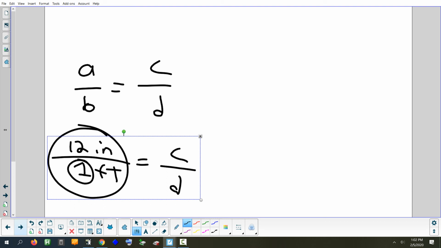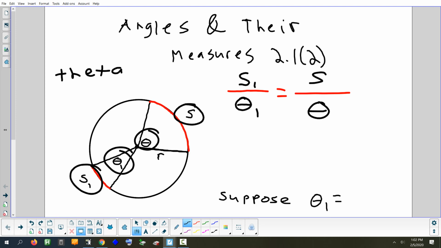And it doesn't matter what number you pick. 12, 24, 36, I could pick any of them. Just as long as whatever I write on this side is a true fact. And that is a true fact. So, you can let theta 1 be whatever you want, as long as you can figure out what S1 would be, because you did that.